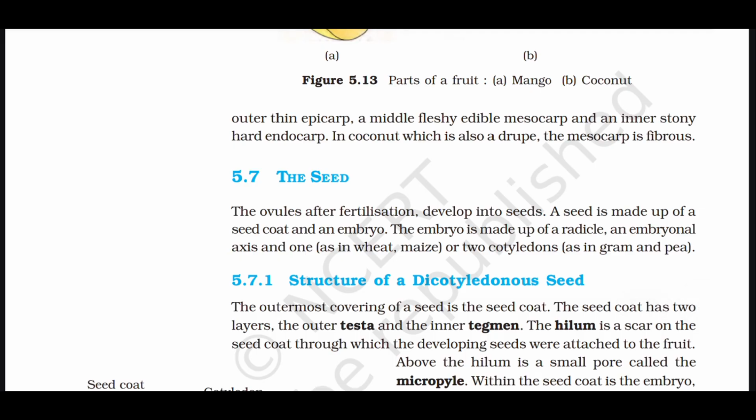5.7 The seed. The ovules after fertilization develop into seeds. A seed is made up of a seed coat and an embryo. The embryo is made up of a radicle, an embryonal axis, and one or two cotyledons.